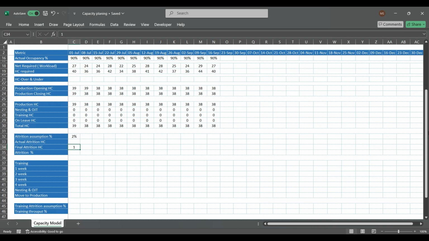So actual attrition. Okay, now we would need to build one formula, and the attrition assumption we would need to calculate on the productive head count. We don't need to calculate on the overall head count, because total head count includes nesting, training, and on leave head count. So based on this, the production head count here is showing 0.737.